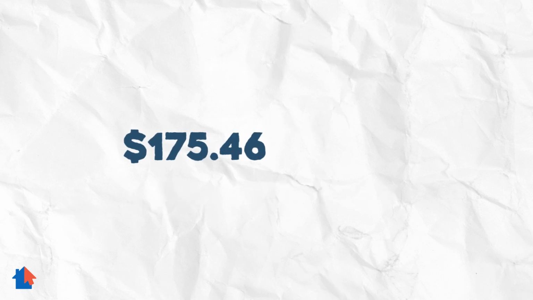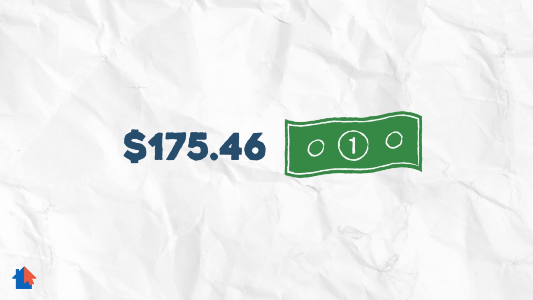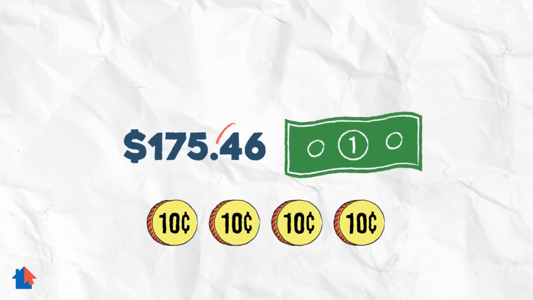Let's look at how to use decimals with money. In the expression $175.46, which number is in the tenths position? Tenths are in the first place following the decimal point. We can see that 4 is in the tenths position, meaning we have 4 tenths or 4 dimes.